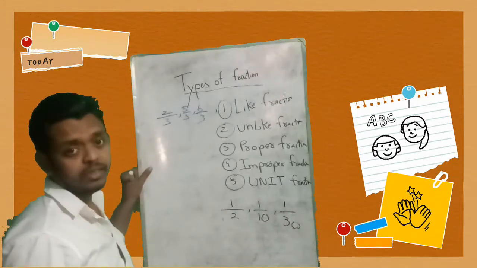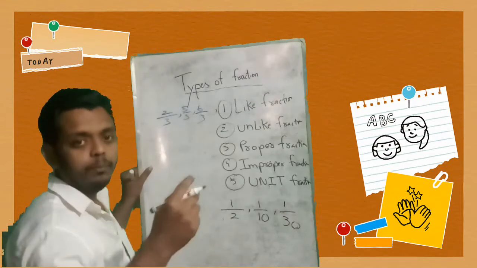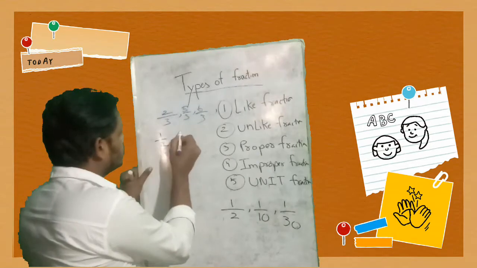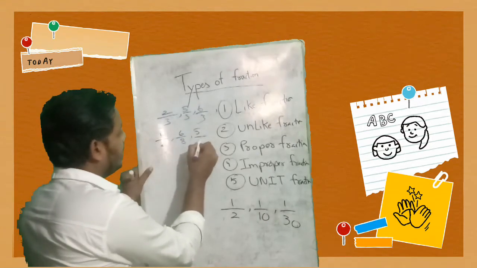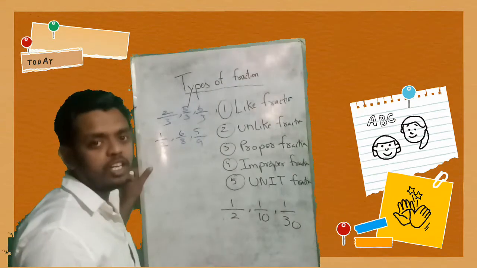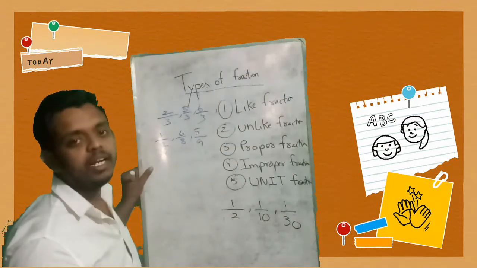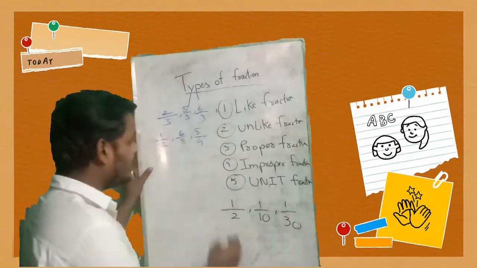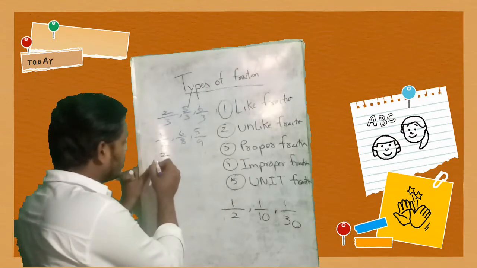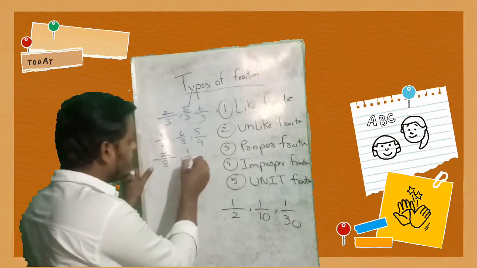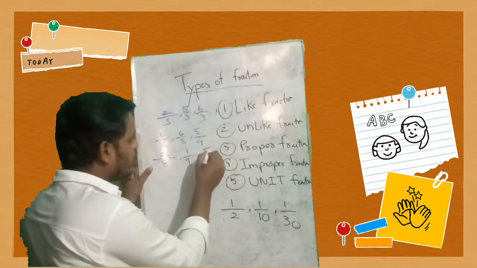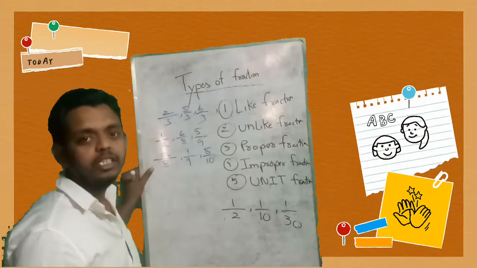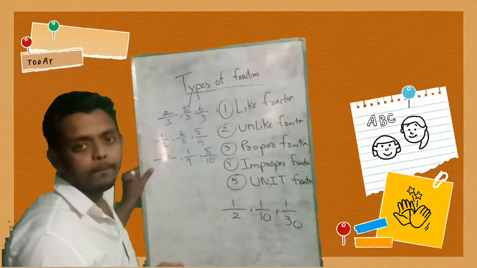What is an unlike fraction? The fractions having both numerator and denominator different, like 1 by 2, 6 by 8, 5 by 9. Here you can see all the fractions have different numerators and different denominators. That is known as an unlike fraction. Now what is a proper fraction? The fraction having a smaller numerator and a bigger denominator is known as a proper fraction.